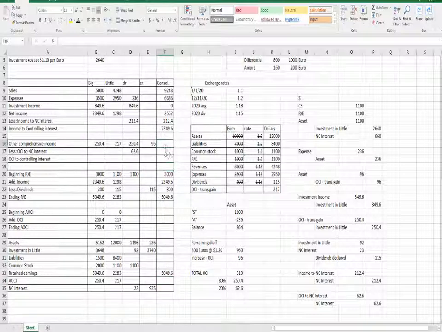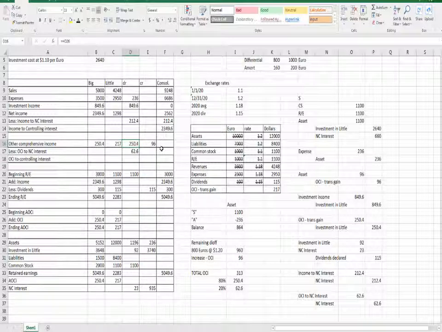Now let's go ahead and do this other comprehensive income. And here, you need to be careful. Again, there were two OCI figures. There was the other comprehensive income from the translation of the trial balance, and that's what's showing up in Little's column here. That's the 217 from their actual trial balance translation. There was also $96 from the translation of the differential. That is not included in Little's number. Again, the translation of that differential isn't included on Little's trial balance.